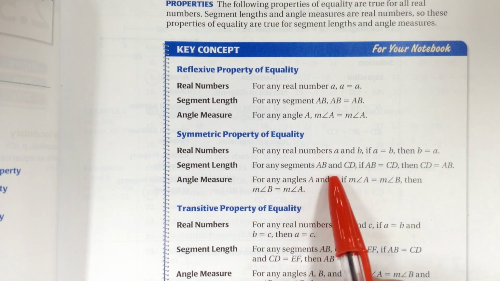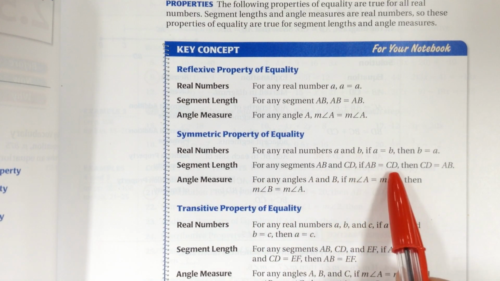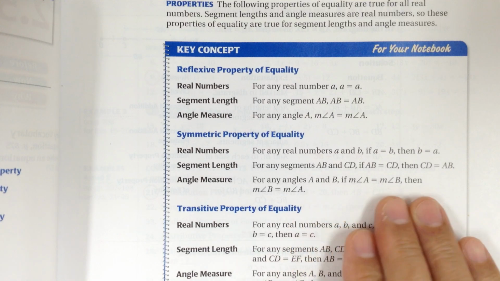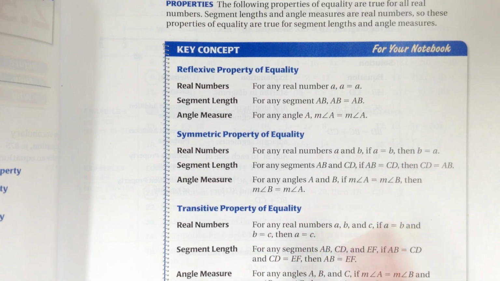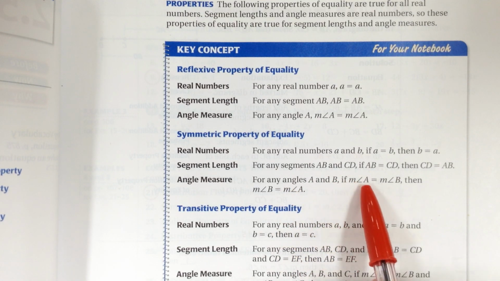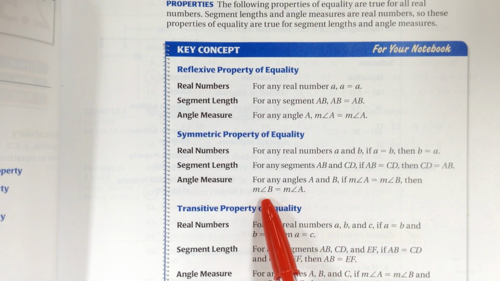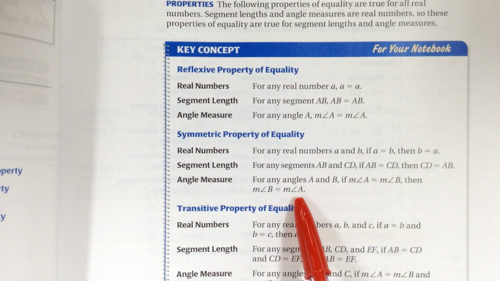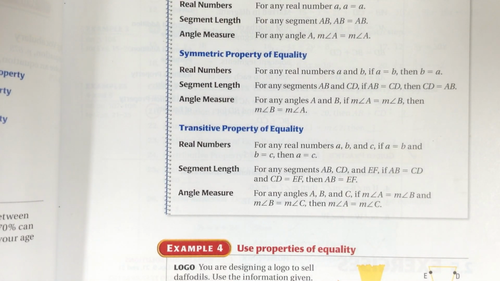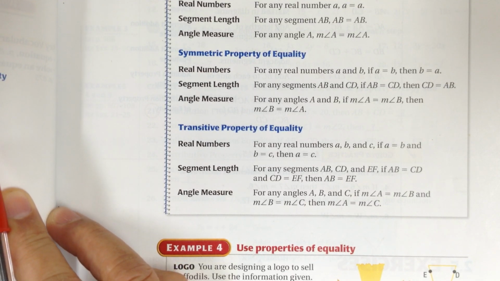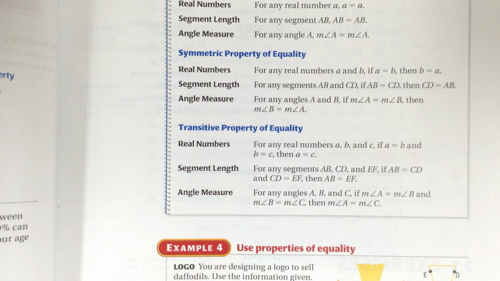For the segment, if you have AB and CD, if AB equals CD, then when you flip the equation over, you get CD equals AB. When you flip over an equation, it's still true. Same thing, when you have measure of angle A equal to measure of angle B, when you flip the equation over, you get measure of angle B equal to measure of angle A. So it's still true.